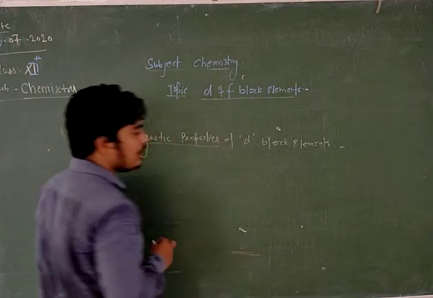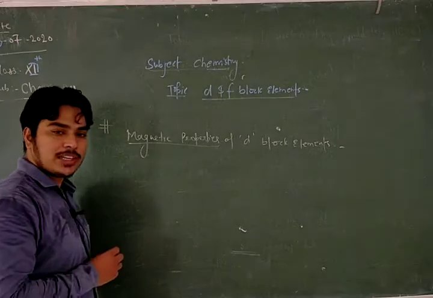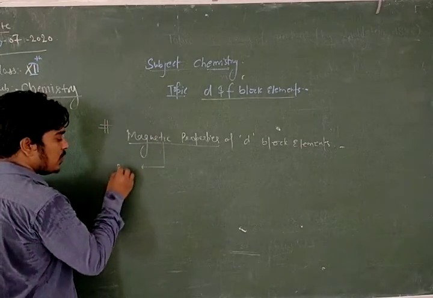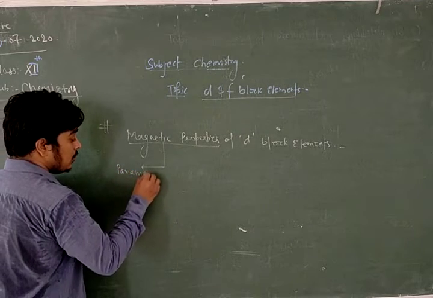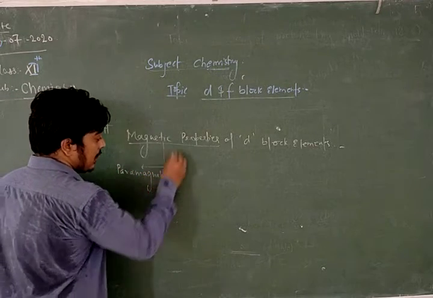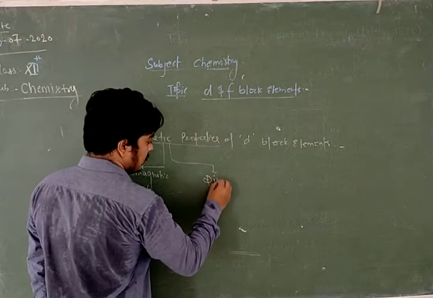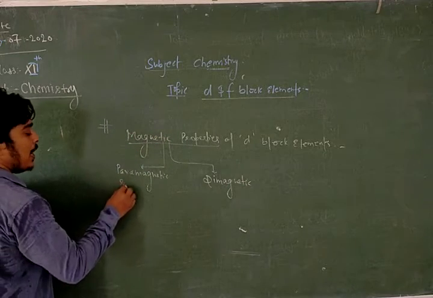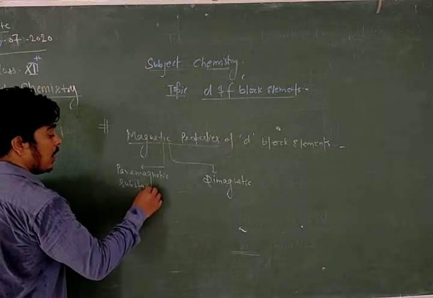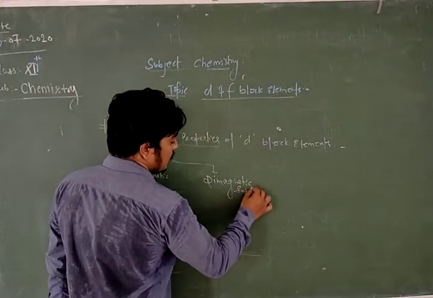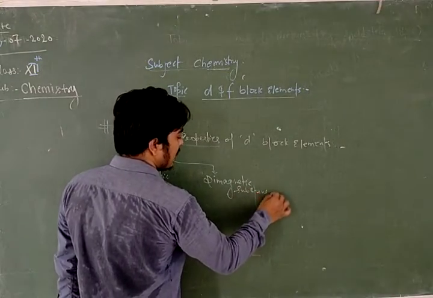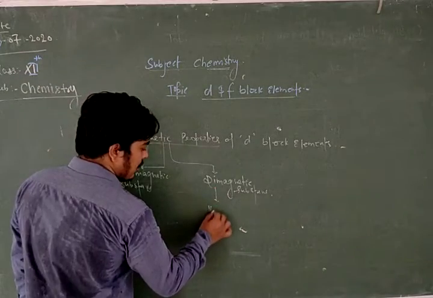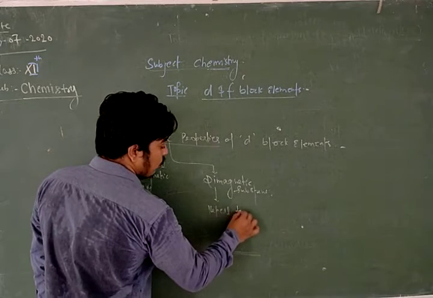Regarding magnetic properties, I have dealt with these magnetic properties in coordination compounds too. I said there are two types of compounds. First one is paramagnetic, second one is diamagnetic. There are two types of substances, paramagnetic substances and diamagnetic substances. What is the basic difference between paramagnetic and diamagnetic is that diamagnetic repels the magnetic field.